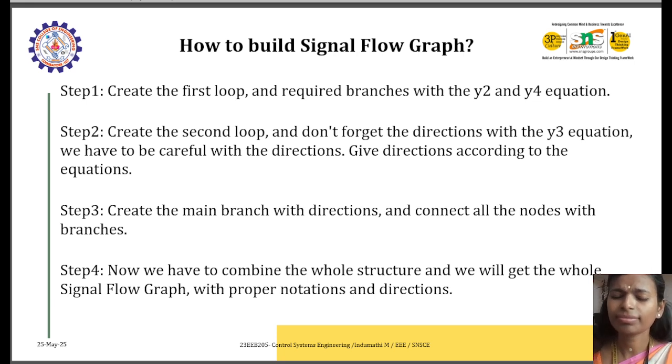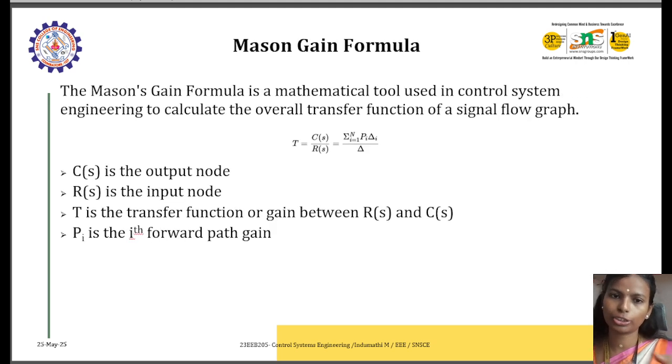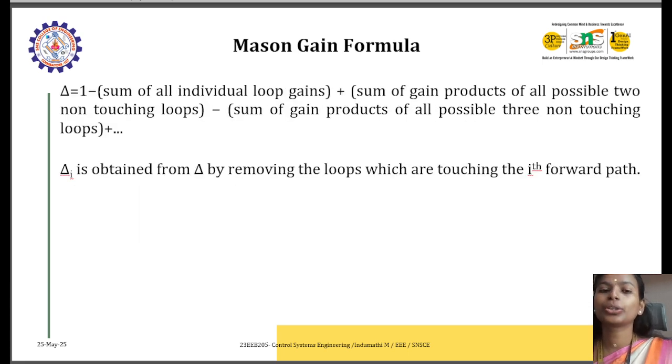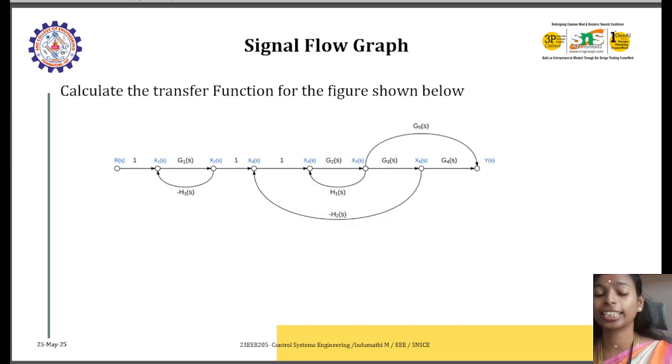That goes on. And the more important step is to calculate the transfer function using Mason's gain formula. So this is your formula. C of S is your output node and R of S is your input node. T is your transfer function and P sub i is the gain of the ith forward path. Here in the formula, del is 1 minus the sum of individual loop gains, plus the sum of gain products of two non-touching loops, minus the sum of products of three non-touching loops. It goes on. If your problem has five non-touching loops, you have to go till five non-touching loops. And you can take this formula and calculate the transfer function.